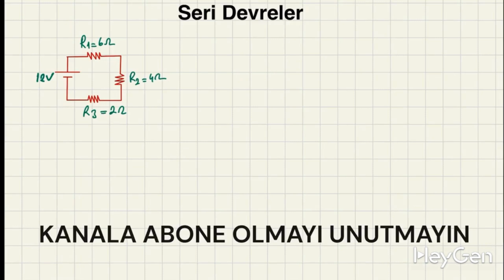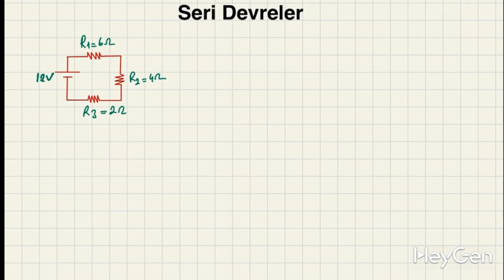In our series circuit we have three resistors. We have a voltage source. Calling them series resistors means they are connected to each other in a certain way. Now without wasting any time, let's move on to our question. Here we will find the value of R.